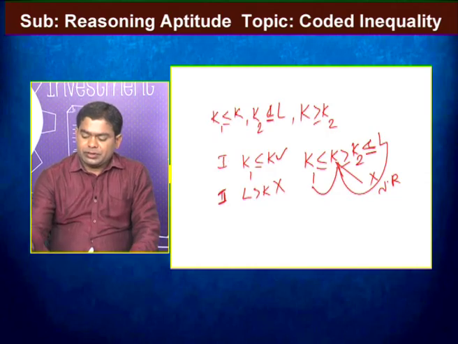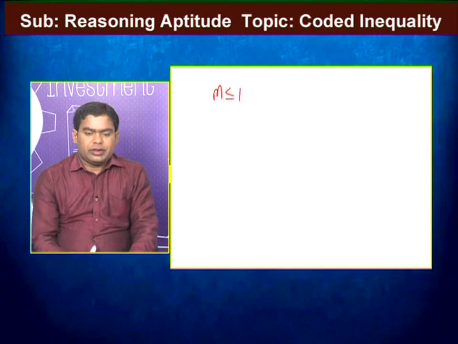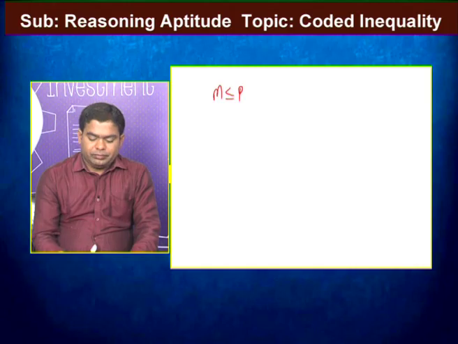Next we go to the next question, that one is M hash P, R dollar Q, P percentage R, M dollar, conclusion 1 M dollar R, M hash R. So we apply the given inequalities for the given statement and conclusions, then combine the given statement and verify the given conclusions. So here hash is denoted greater than.